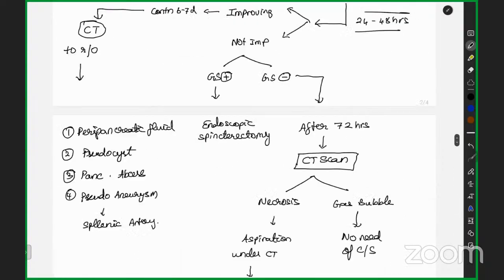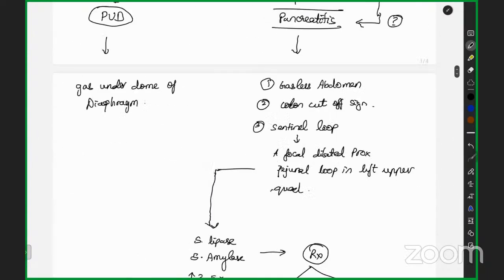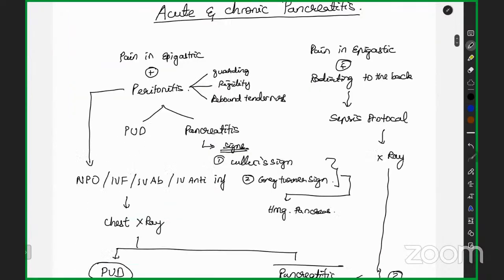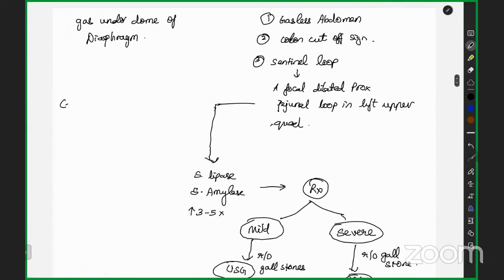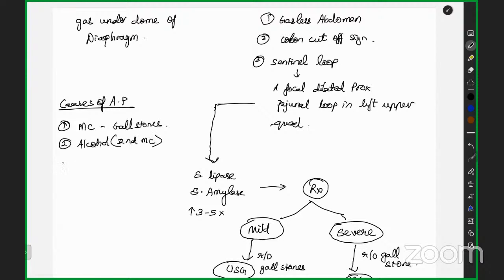Now, can you tell me what are the causes of acute pancreatitis? Let's go back. Remember, most common cause is going to be gallstones. Second most common cause is going to be alcohol. And third most common is going to be trauma, and trauma is the most common cause in children.